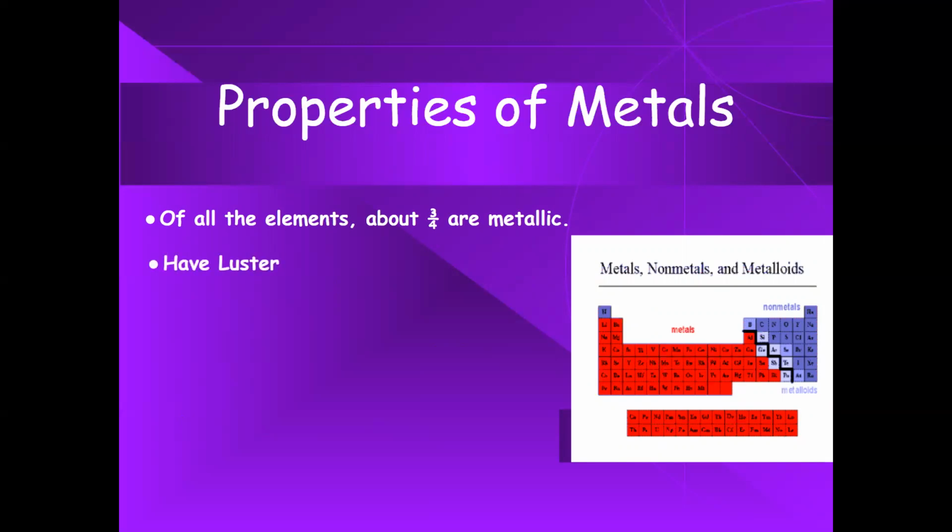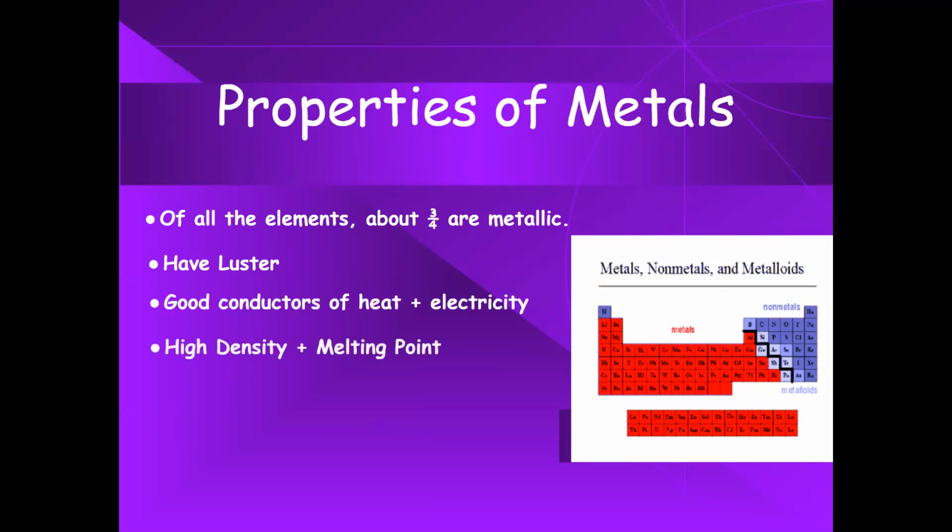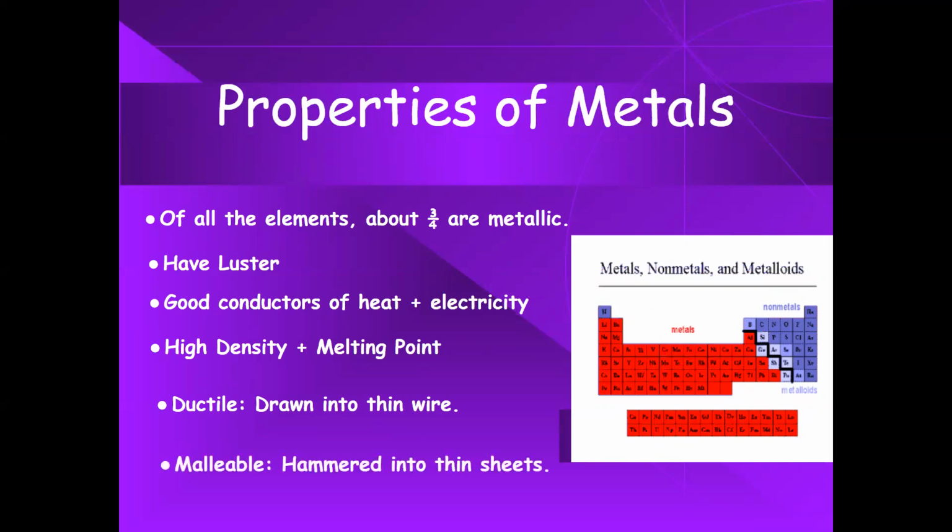Thinking of properties of metals, metals have luster, so they reflect light. They're shiny. They're good conductors of heat and electricity. They have a high density and high melting point. They're ductile, which means they can be drawn into thin wire, such as an extension cord. And they're malleable, which means they can be hammered into thin sheets. Think of a car door or a piece of aluminum foil.